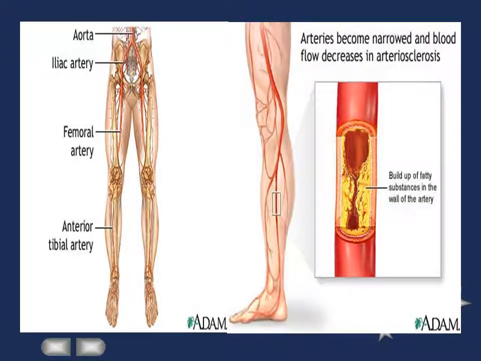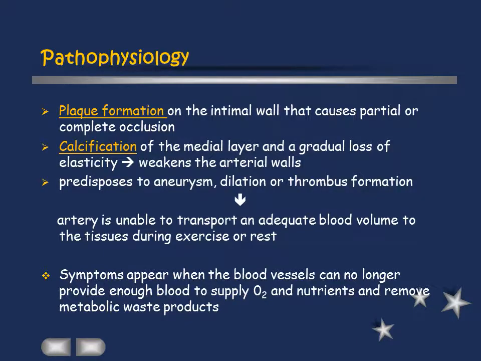As you can see in the figure, arteries become narrowed and blood flow decreases in arteriosclerosis, due to buildup of a fatty substance in the wall of the artery. Now pathophysiology includes plaque formation on the intimal wall that causes partial or complete occlusion.